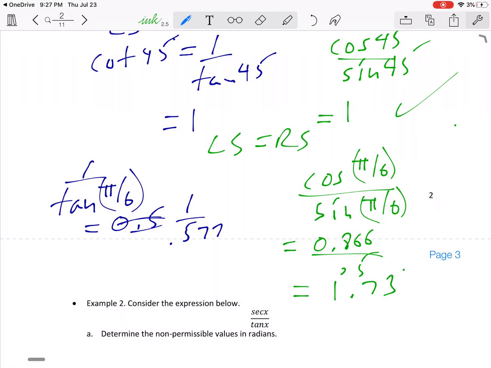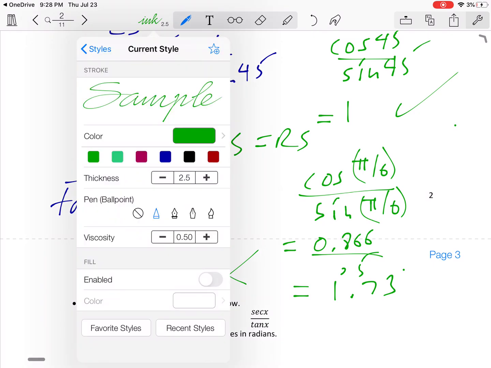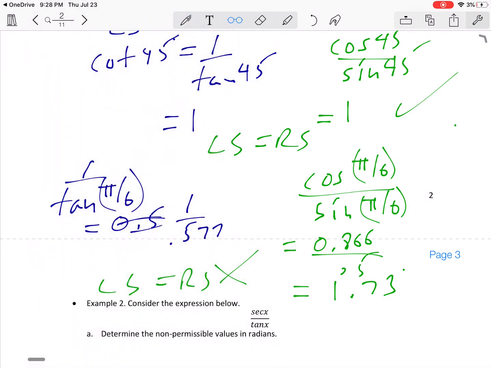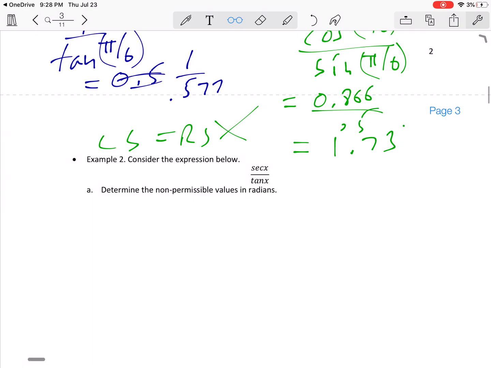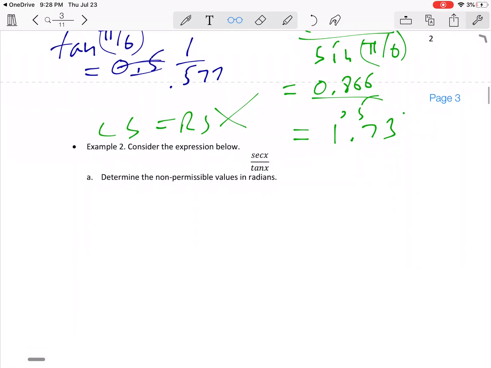So here they're not going to be equal. Okay, so the left side doesn't equal the right side. So again, it's basically the same thing as you would do if you were checking your answers when you solve for some type of an equation. Okay, so let's continue here. Let's look at this next one here.